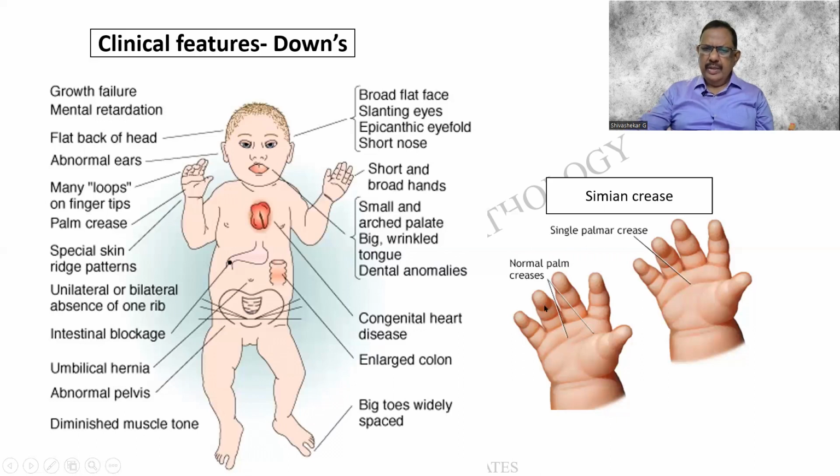Now look at this one. This is a normal palm in which I am finding a couple of ridges. Whereas here there is a single transverse palmar crease, which is called the Simian crease.